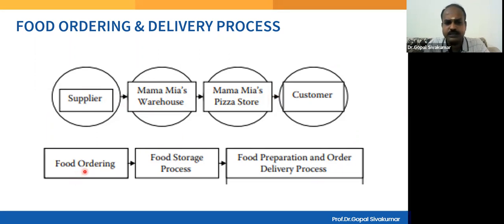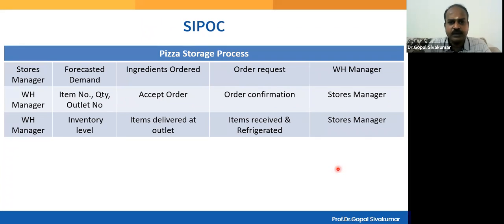And now there are three types of important processes the pizza business has, right? Food ordering. I mean, the pizza base and all the ingredients have to be ordered, and then all of them have to be stored, and you should have them in the right quantity. At the same time, the food should always be fresh. These are the requirements here. And then finally, whenever a customer places an order for a pizza, the pizza is prepared, and then the order is delivered. And this is how the whole business happens with respect to pizza. And now let us consider the SIPOC for the pizza storage process.